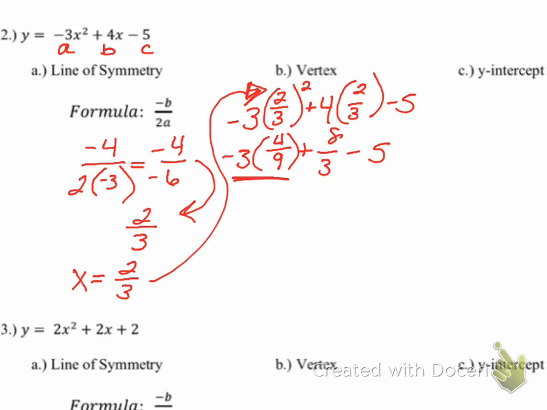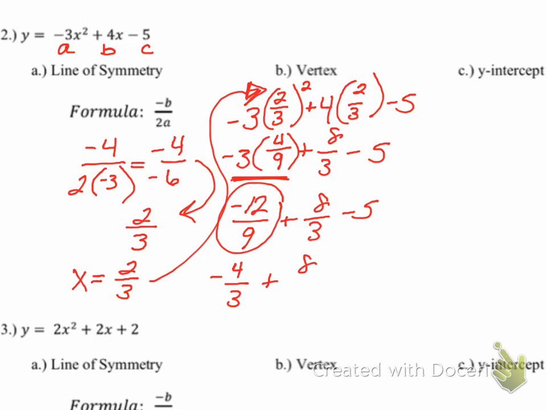So then I can do 3 times 4/9, which is negative 12 over 9. And then I'll do plus 8/3 minus 5. I'm just going to reduce this, okay? That gives me negative 4/3. It's the same thing, which is convenient because then I've got common denominators, if you remember your fraction rules. So negative 4/3 plus 8/3 is going to give me 4/3 minus 5, and that's going to shoot out negative 3 and 2/3.